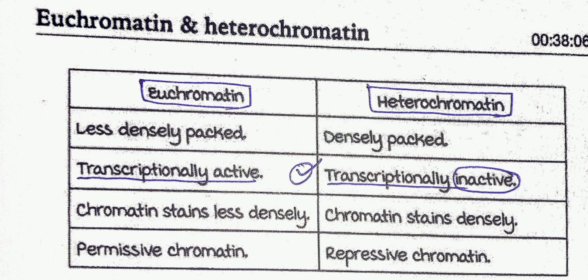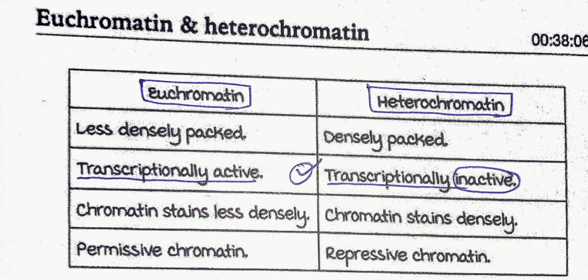Euchromatin is more involved in transcription, and it plays the role of the genome in making RNA or mRNA. Since euchromatin is less densely packed, it also stains less densely.